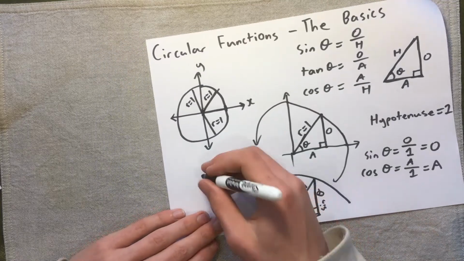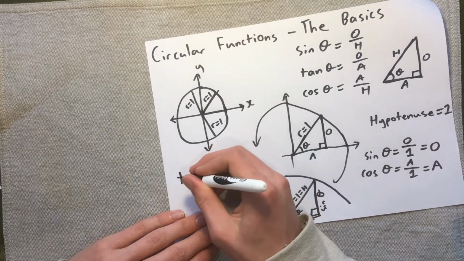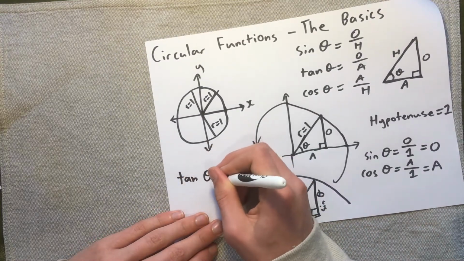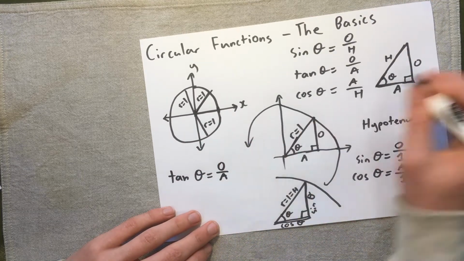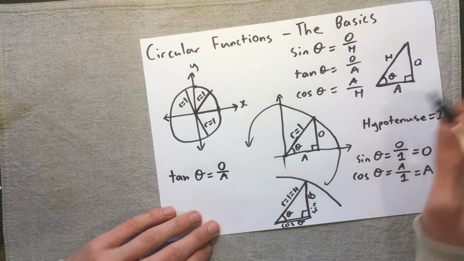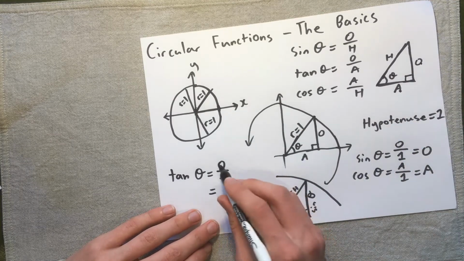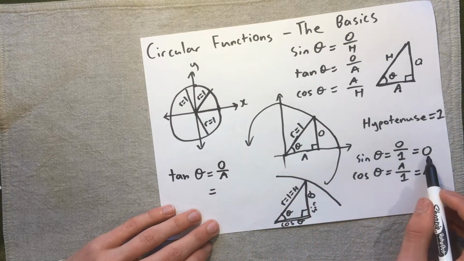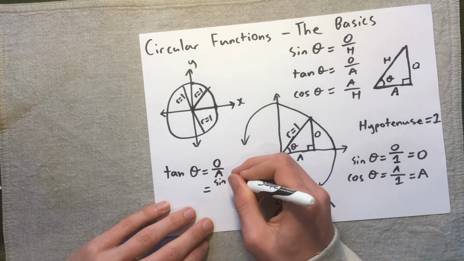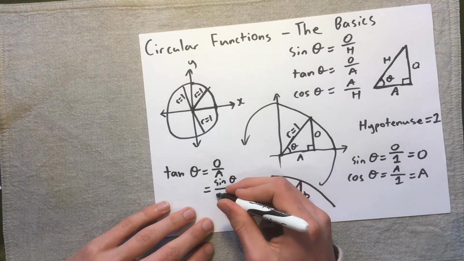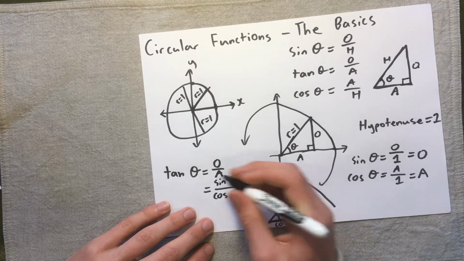Now tan is a bit trickier. It's just a basic explanation of tan here. So we know tan is equal to opposite divided by adjacent, as we see here. This is theta here. Now, if we know sine of theta is equal to opposite, cos of theta is equal to adjacent, that means we can write tan of theta is equal to sine of theta divided by cos of theta.